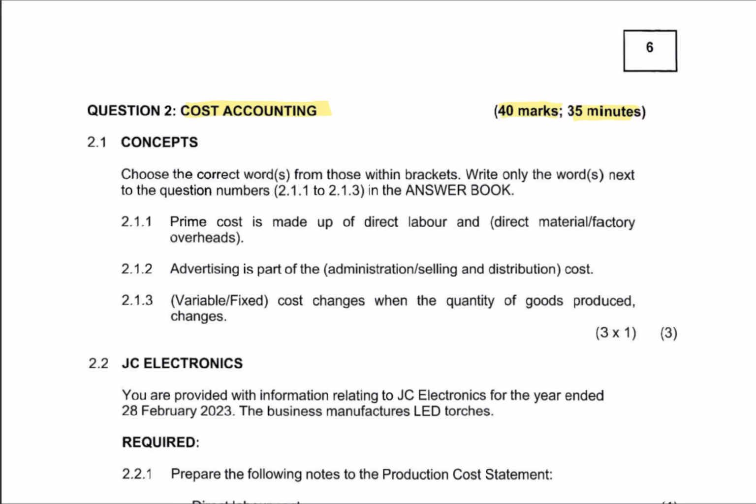Right, prime cost is made up of direct labor and direct material. That's the answer. Then advertising is part of the selling and distribution costs. Then a variable or fixed cost changes when the quantity of goods produced changes. That's variable.